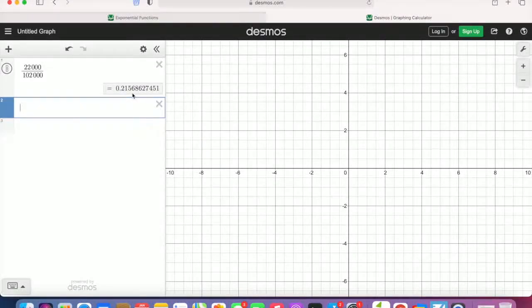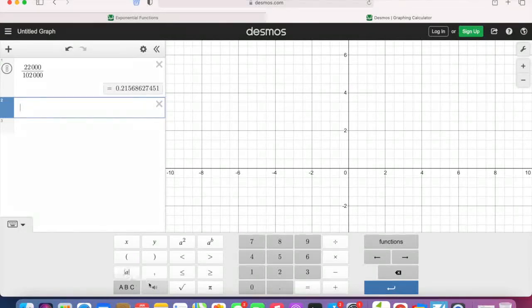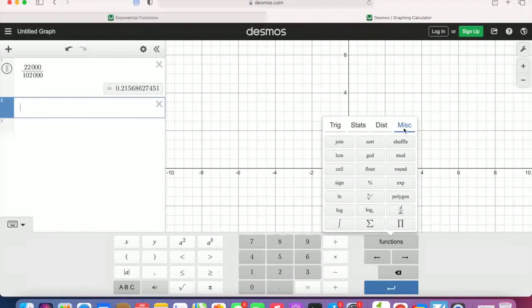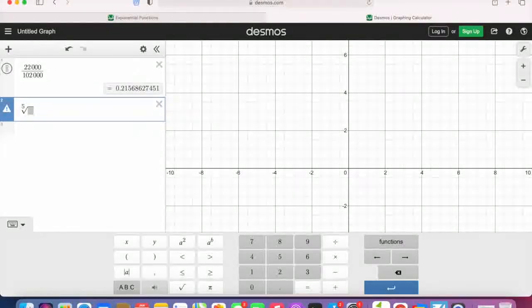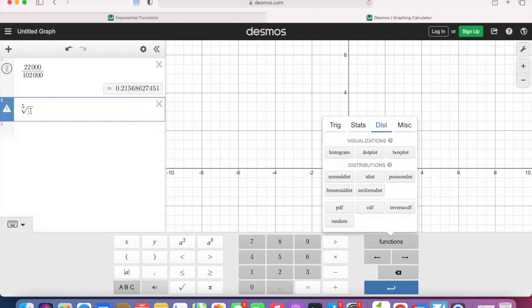So now I want the fifth root of that number. So I'm going to go down here to my keyboard. And notice you don't have the nth root. You have a square root. You don't have the nth root of a number. So I'm going to go over here to functions. I'm going to go to miscellaneous. And see here I have the nth root. I want the fifth root of this number right here. So in this fifth root, I'm going to need to put this number.